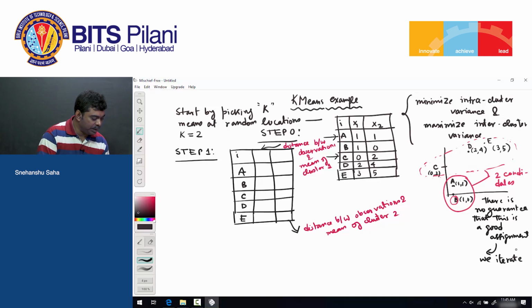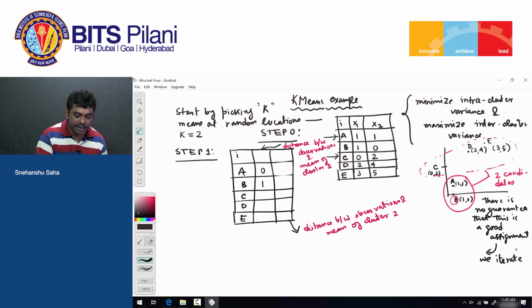So if I do that, it's easy to see that this is 0 and 1.4, right? At least let's do it in the first column; we'll do the second column later. For this one, the mean is 1, 1 and B is 1, 0. So what would be the distance? The distance between 1, 1 and 1, 0 would be 1, right? Take the square root of it.